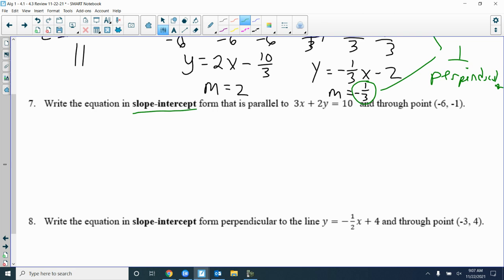What's slope intercept? That's what it needs to look like. Okay, that's parallel to this line going through that point. Do I know the slope here? What do I need to do, guys? Solve for y. Go ahead and do it. Solve that one for y.